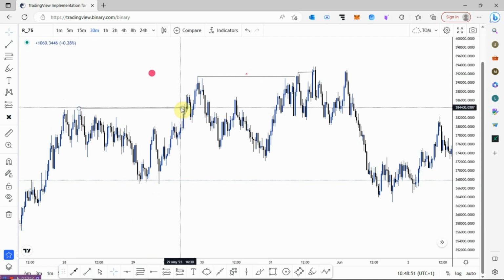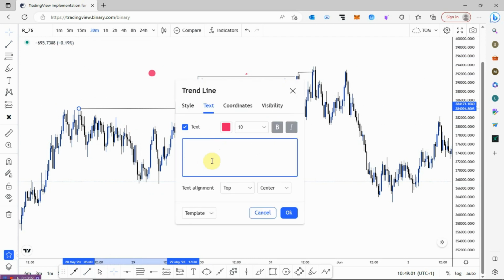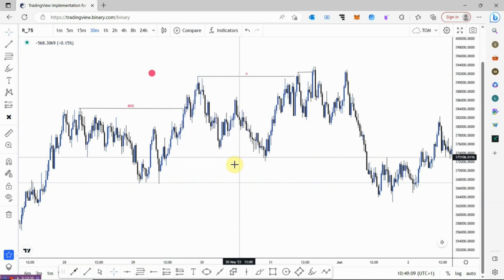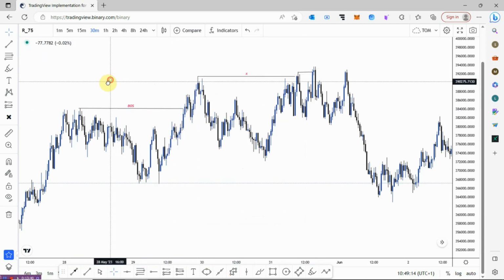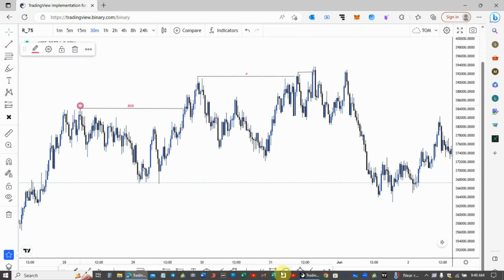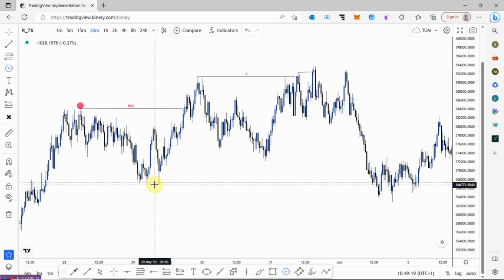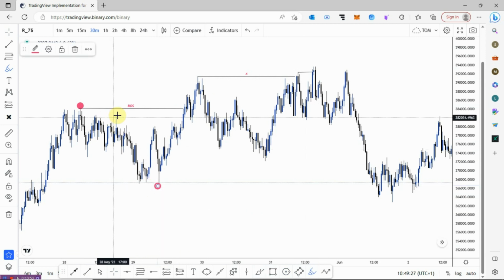As you can see, the body closed above any wick that is over there. This one, the body closed above, so this is a BOS. You see me writing BOS, meaning break of structure. So if this is BOS, that means this was our previous higher high. Then the lowest pullback is going to be our higher low, which is right over here.